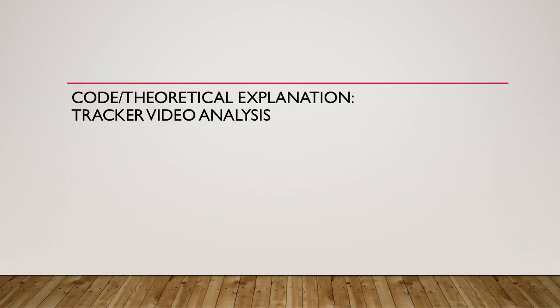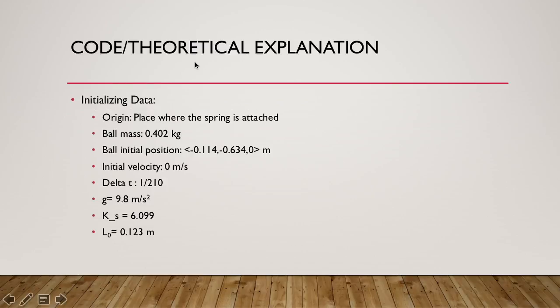Now we'll look at the data that we use to initialize our program. So the origin is the place where the spring is attached. The mass is 0.402 kilograms for the ball. Our initial position taken from Tracker is in the X direction negative 0.114 and in the Y direction negative 0.634 meters. Our initial velocity, because it's at rest, is 0 meters per second. Our delta T was told to be 1 over 210. Our gravity constant is 9.8 meters per second squared. Our spring constant, which we calculated, is 6.099, and our L naught is 0.123.